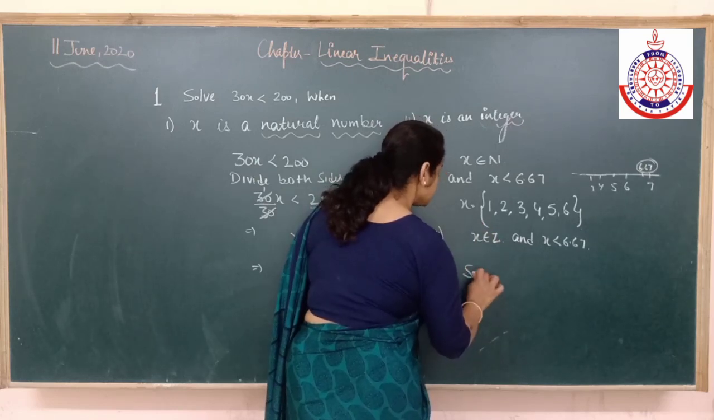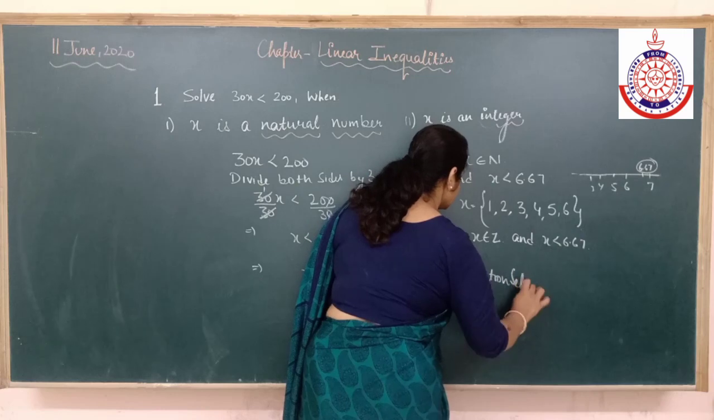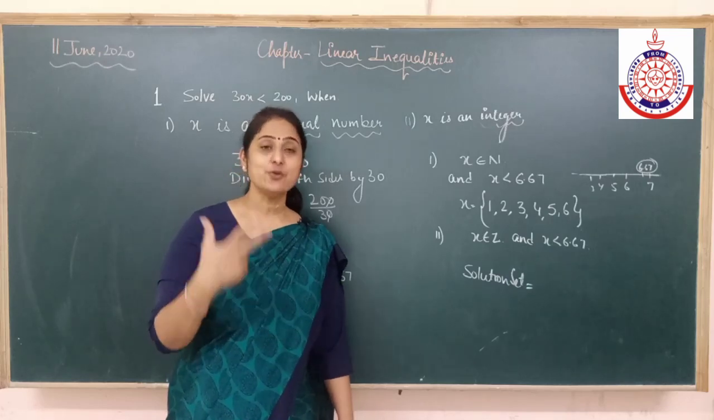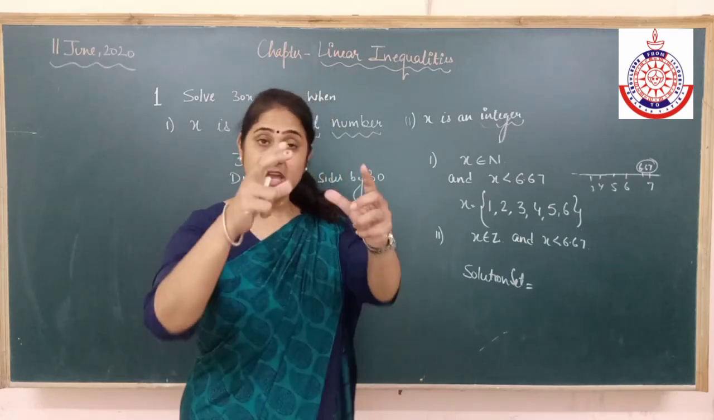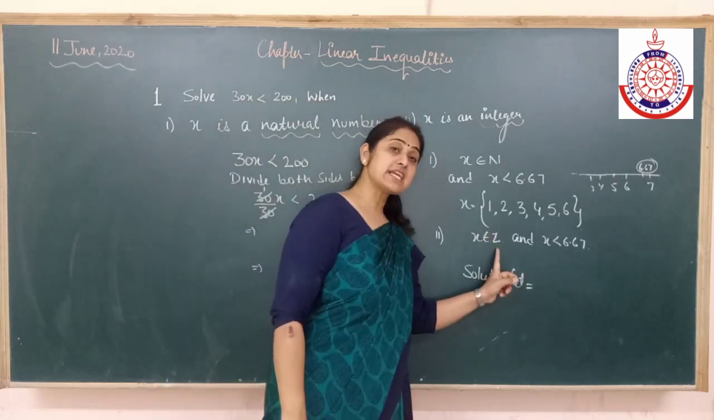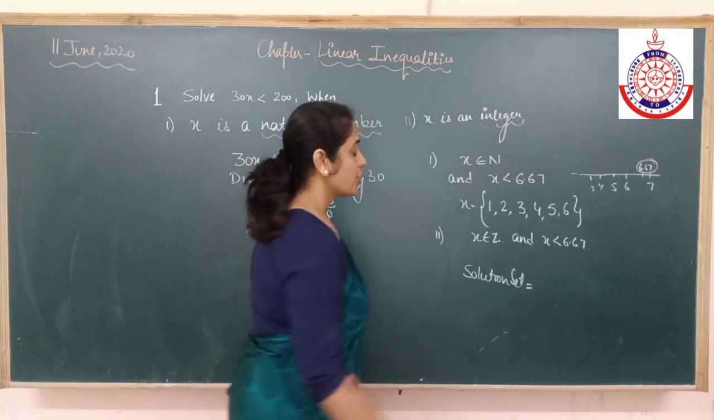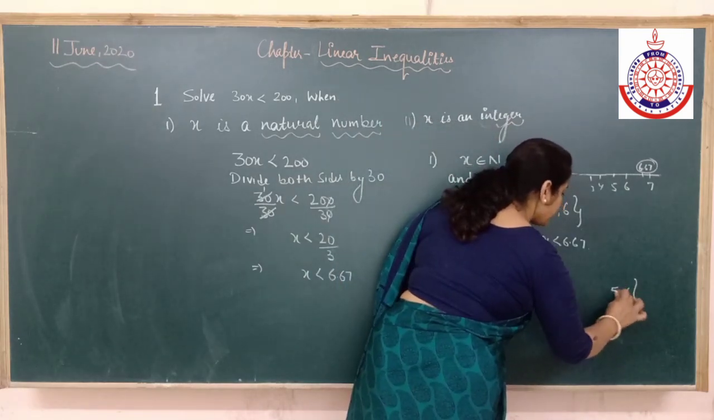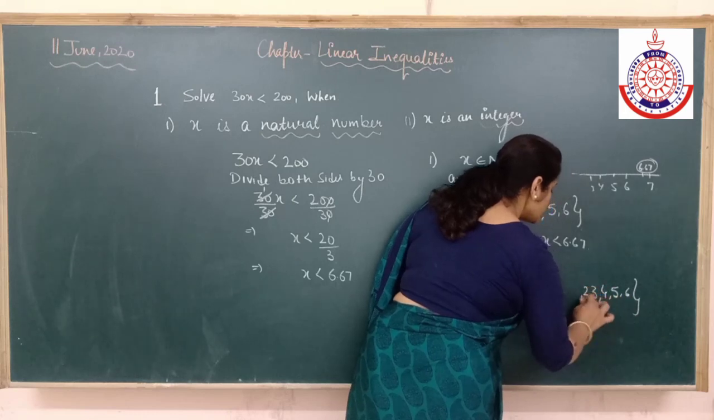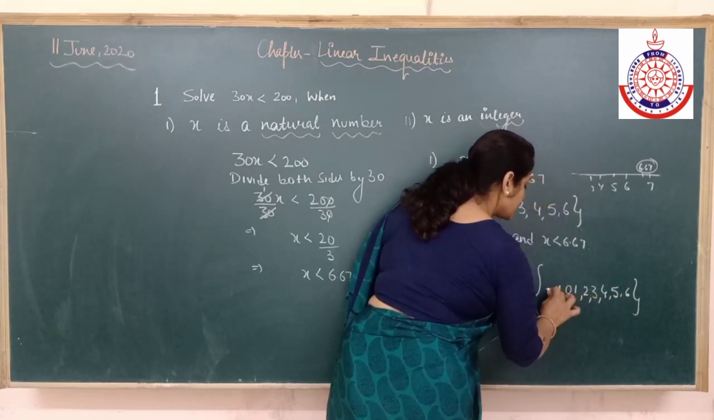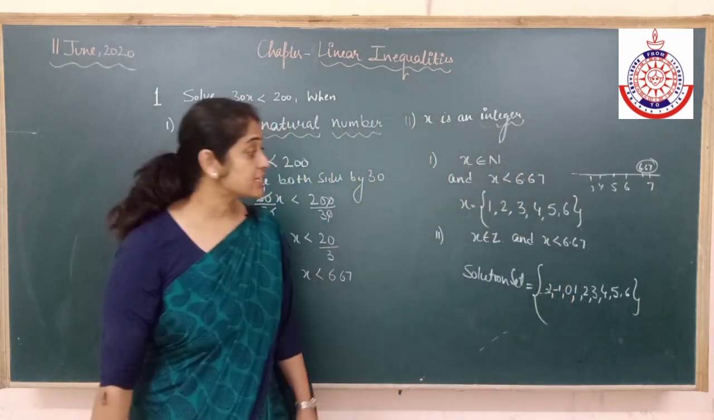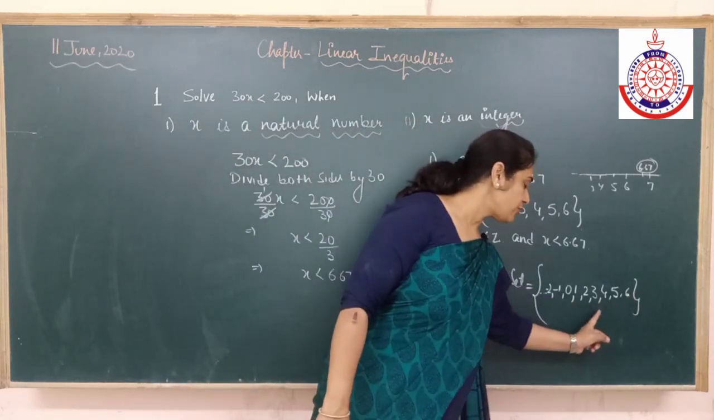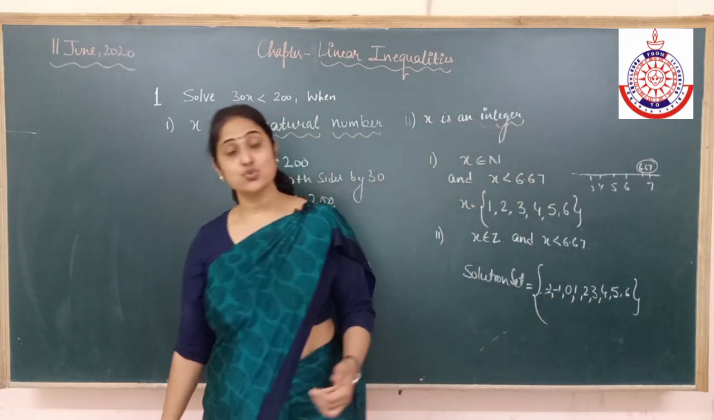So what will be my solution set? I hope you remember, I have written solution set purposely. Remember we did replacement set and solution set. Solution set means the values of x. Replacement set means where we get the values of x from. So all the integers which are lesser than 6.67 will be 6, 5, 4, 3, 2, 1, 0, minus 1, minus 2 and so on.